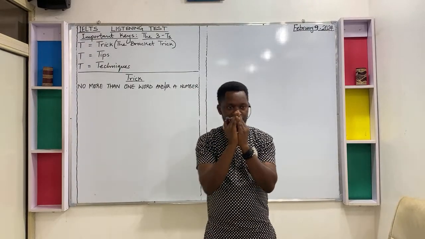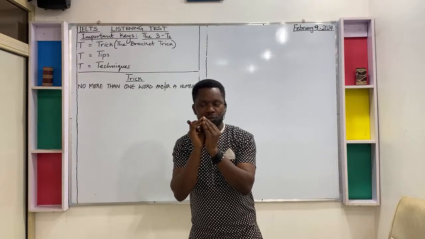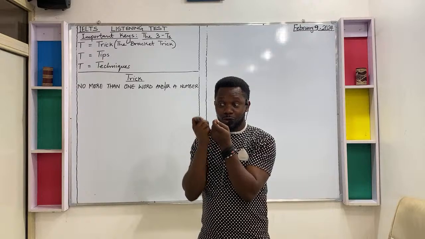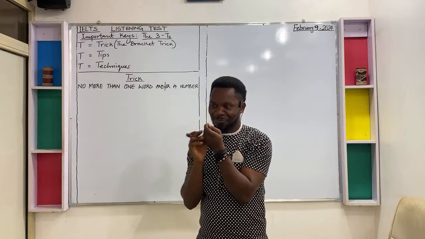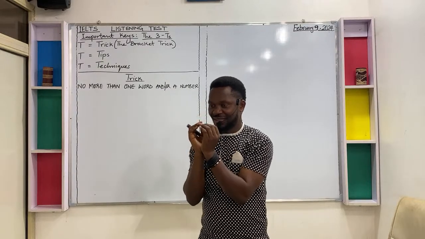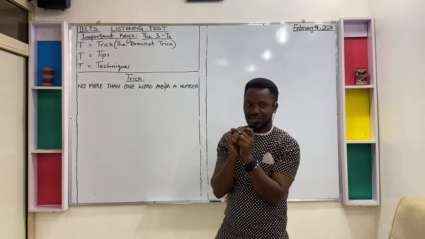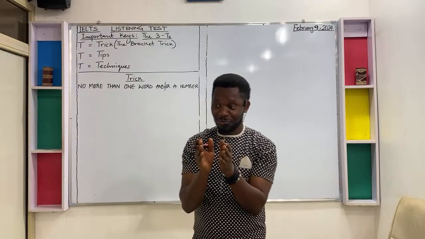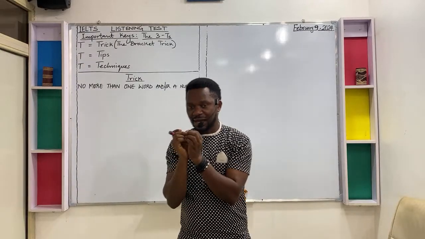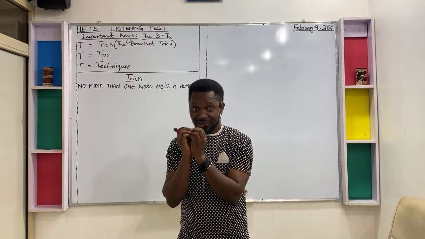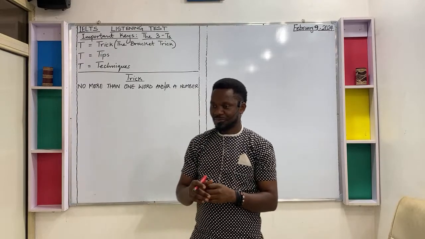The bracket trick is the practice of putting in brackets a part of your answer that you are not so sure should be there. So you just leave it in brackets. It keeps you safe. It doesn't cause any harm to you. But when you write an answer that is not supposed to be there and is not in brackets, it will make your answer incorrect.